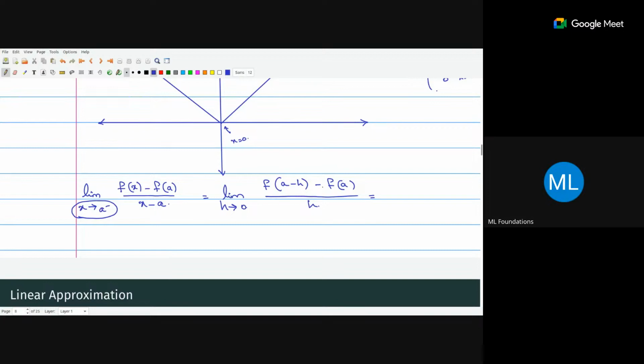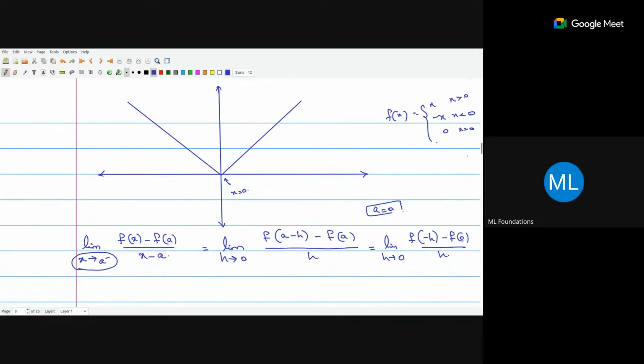So now x minus a is h and x will be a minus h. So this is the substitution. Now as h is tending to 0, f of a minus h and f of a, and a is equal to 0 here. If I substitute it, this will become limit h tends to 0, f of minus h minus f of 0 divided by h.